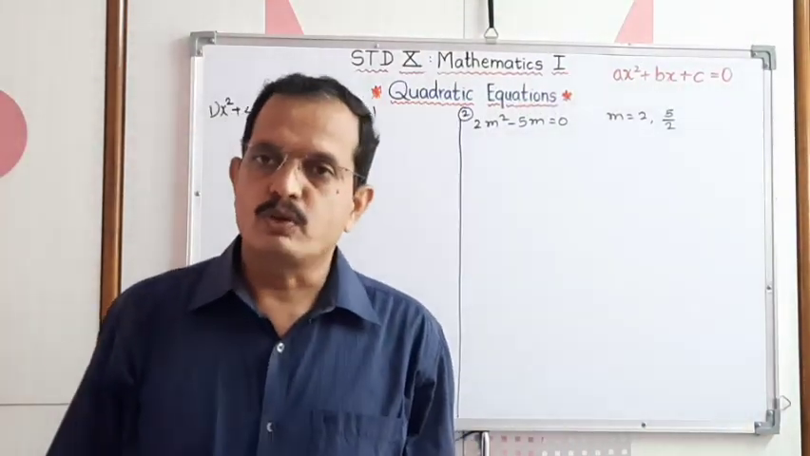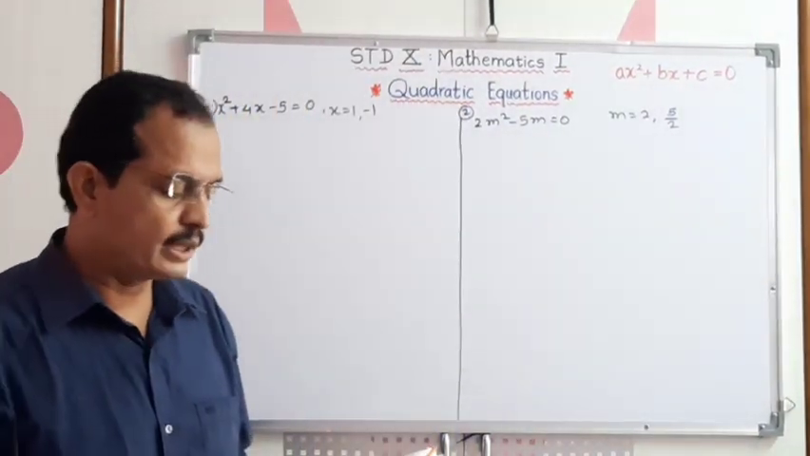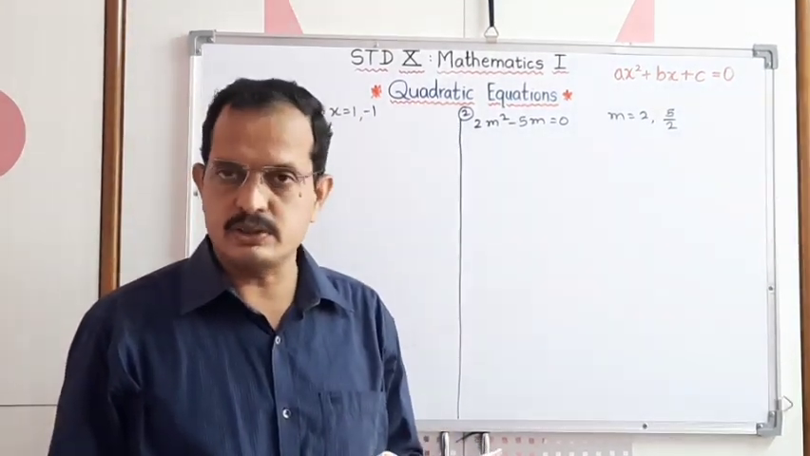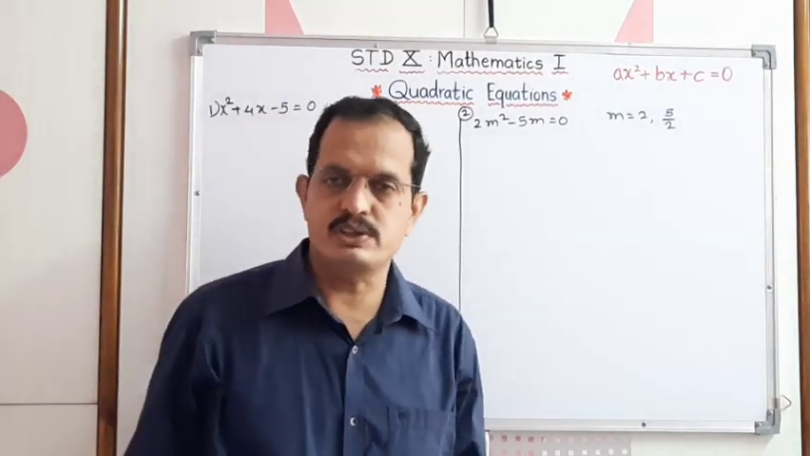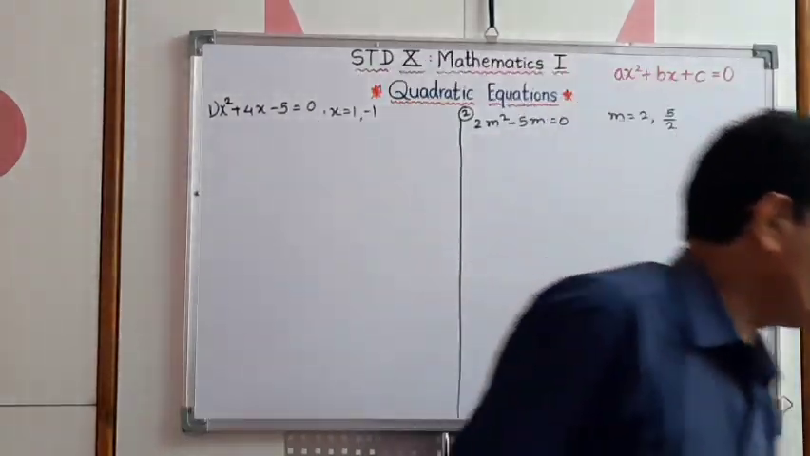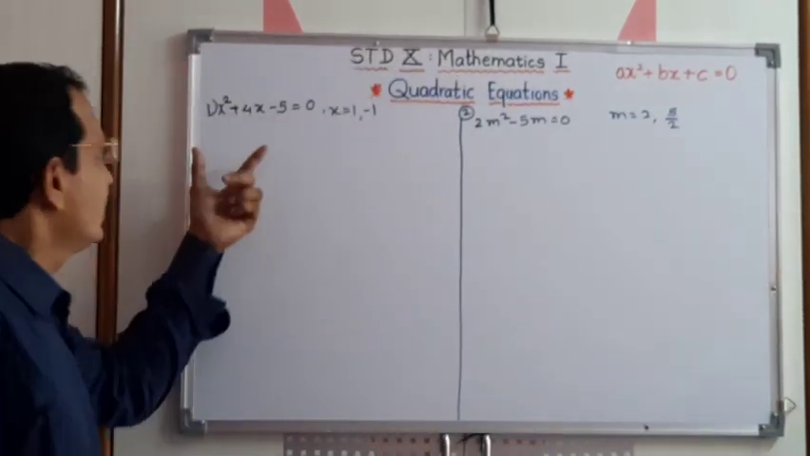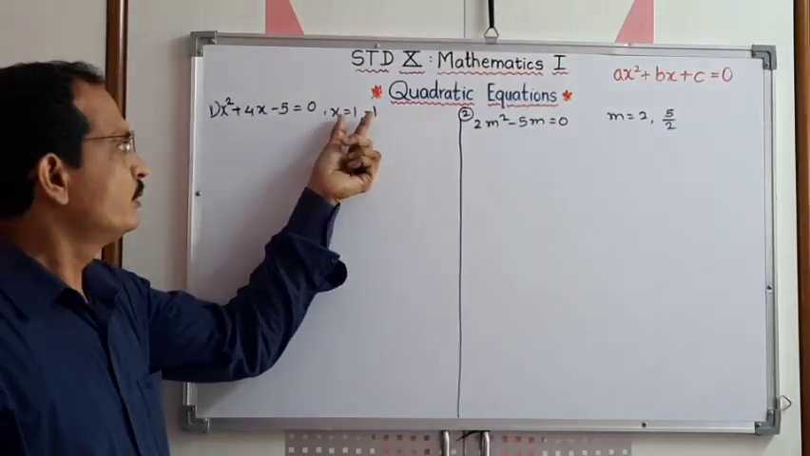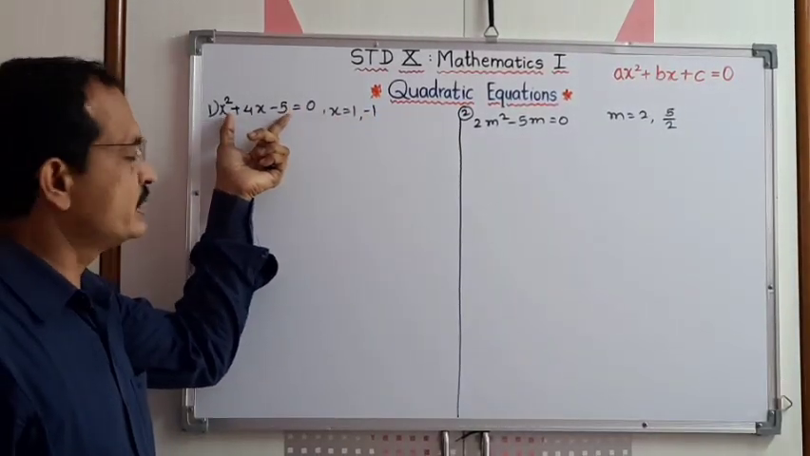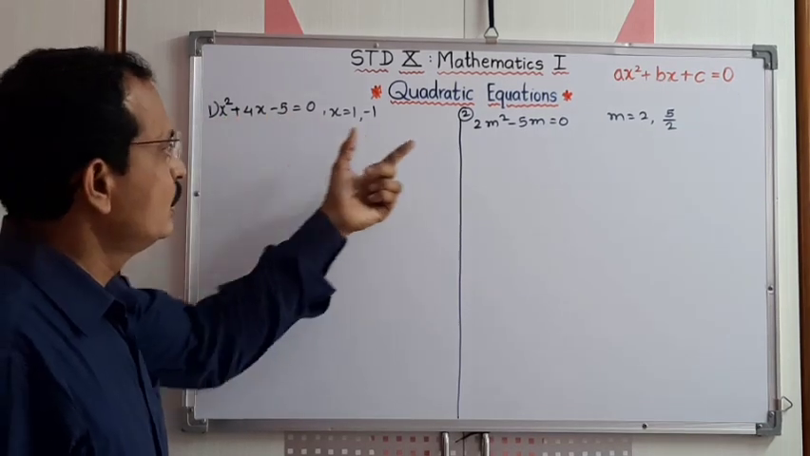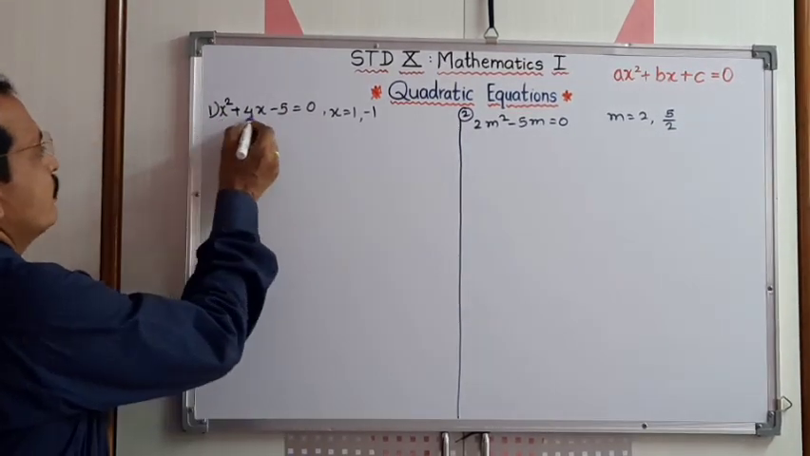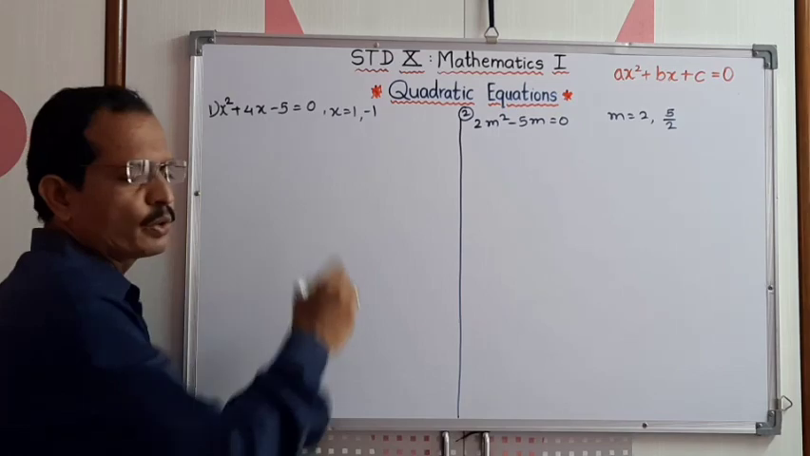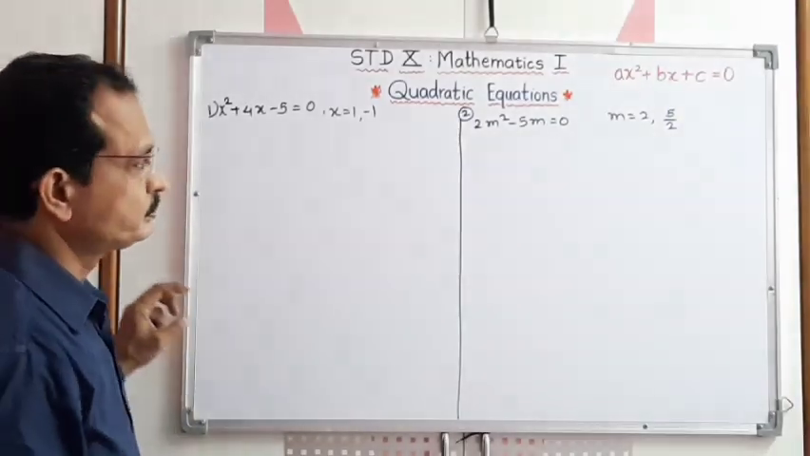See the question number 4th one. Determine whether the values given against each of the quadratic equation are the roots of equation. Equations are given and values of variable are given. We have to decide these are the roots of this equation or not. See the first one, x square plus 4x minus 5 equal to 0, and the values are x is equal to 1 and x is equal to minus 1.